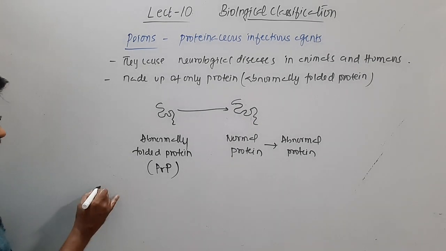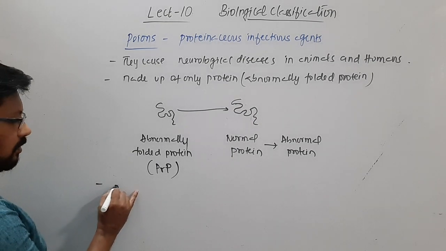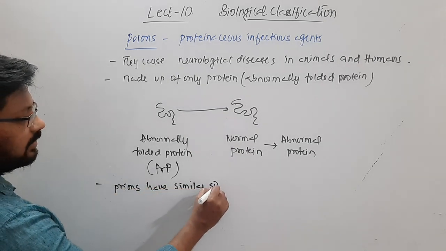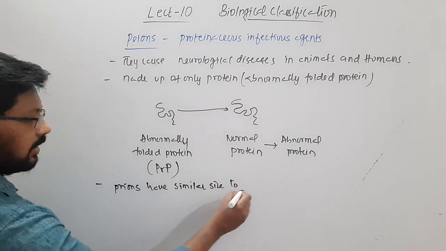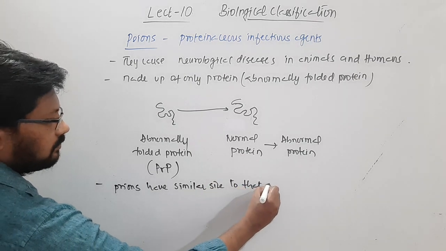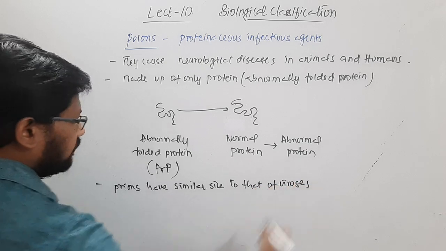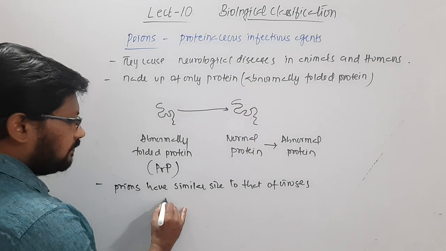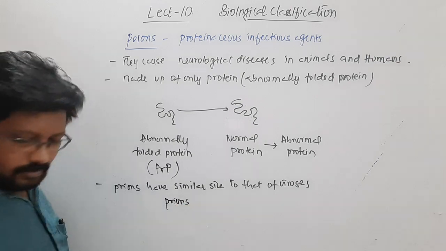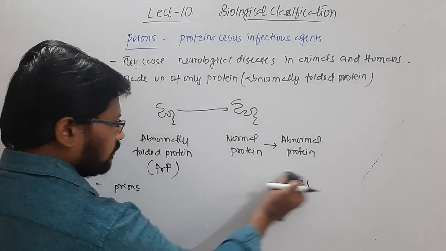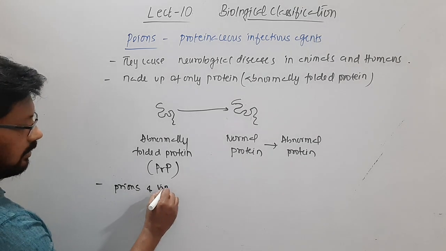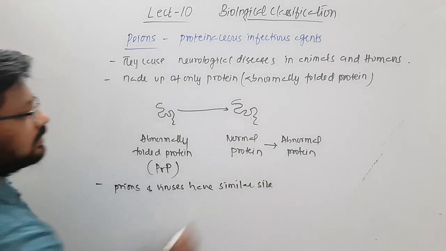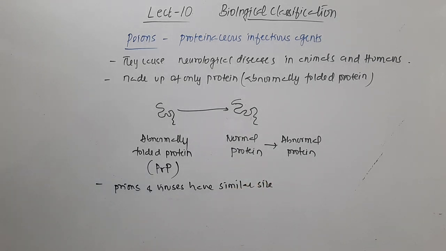Next, coming to its size. Prions have a similar size to that of viruses, which means prions and viruses have similar size.